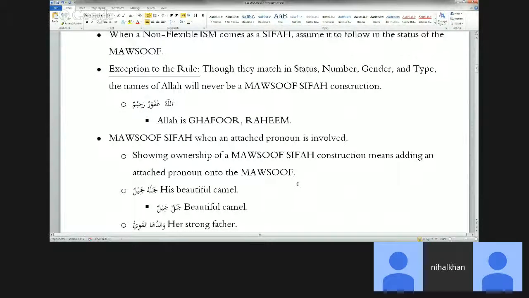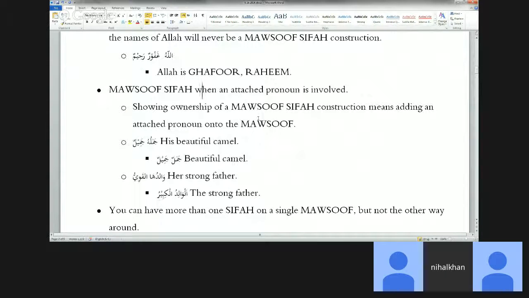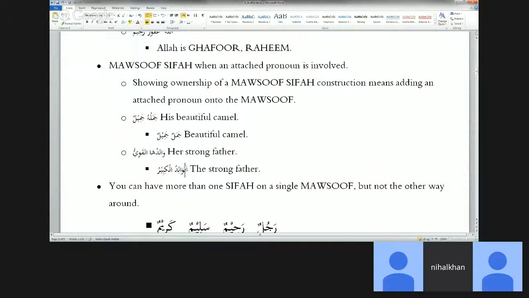Mawsuf sifa when an attached pronoun is involved, showing ownership of mawsuf sifa, which means adding an attached pronoun to the mawsuf. So for example, his beautiful camel, right? You want to show ownership of mawsuf sifa through an attached pronoun. Jamaluhu jamilun, his beautiful camel. It was jamalun jamilun, but it became jamaluhu, his camel, jamilun, his beautiful camel altogether. Al-Walidu Al-Kabiru, actually it's not Al-Kabiru, it's actually Al-Qawiyu. Let me fix that, wrong word.